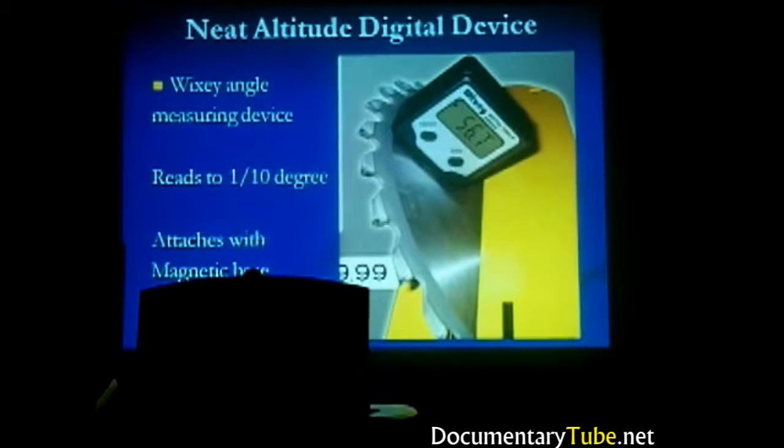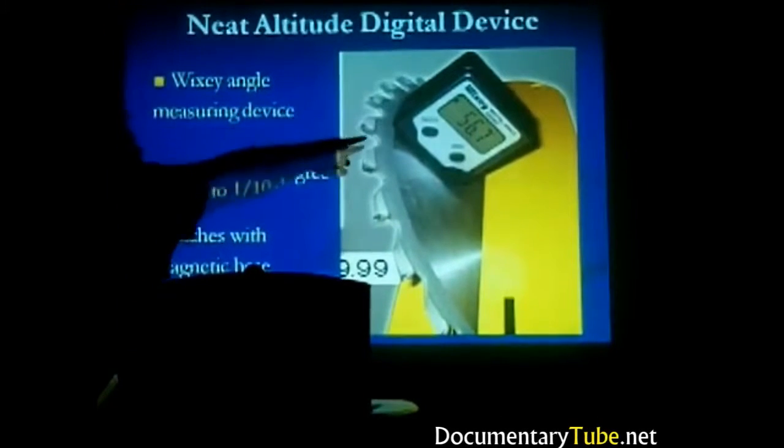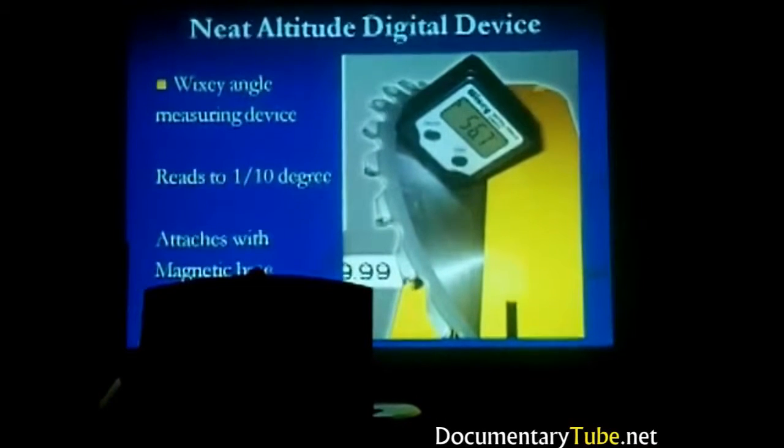Yes, sir? I'm sorry, what was the name again of this thing? It's called an inclinometer or a digital angle gauge. Inclinometer. See that one on the screen there, that Wixie? The Wixie? Yeah. You can look that up on Amazon and buy it. Yeah. You can buy that right off Amazon. Okay. That's the best way to do it.